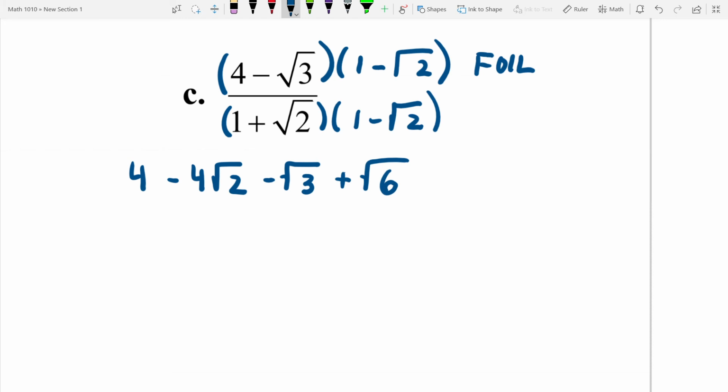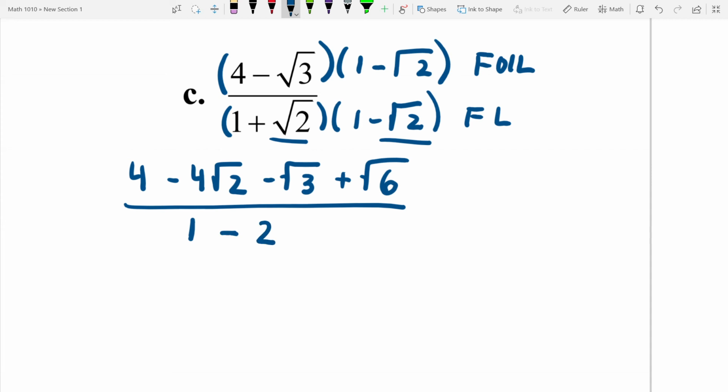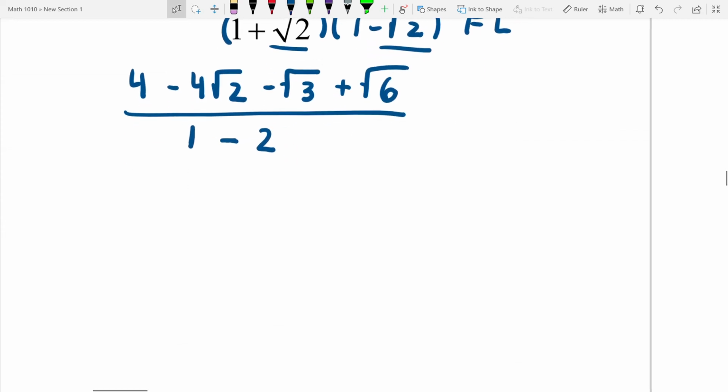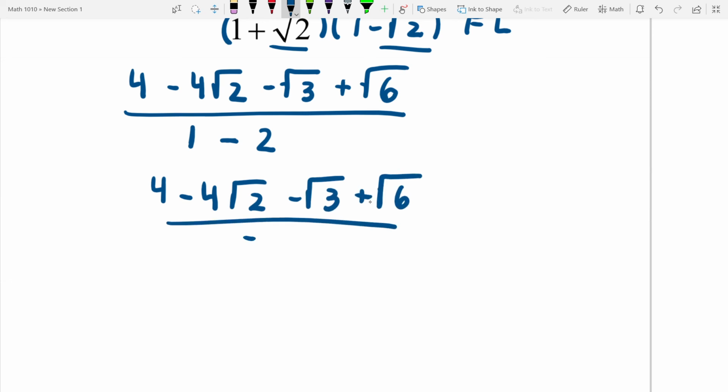You guys, look at what I've got right there. None of those can be added together. They all have different roots or have no root. So I can't do anything to this. On the bottom, I have F and L. So 1 times 1 is 1. Positive square root of 2 times negative square root of 2. Positive times a negative is a negative. Square root of 2 times the square root of 2 is 2. So that gives me 4 minus 4 square root of 2 minus the square root of 3 plus the square root of 6 all over negative 1.